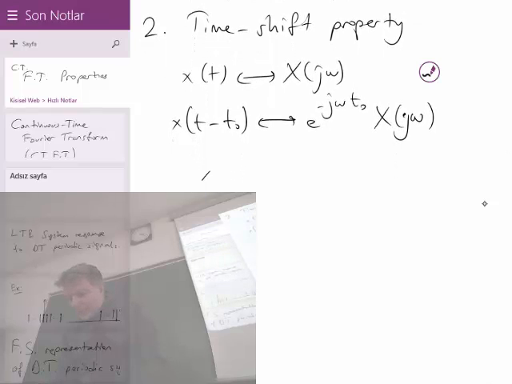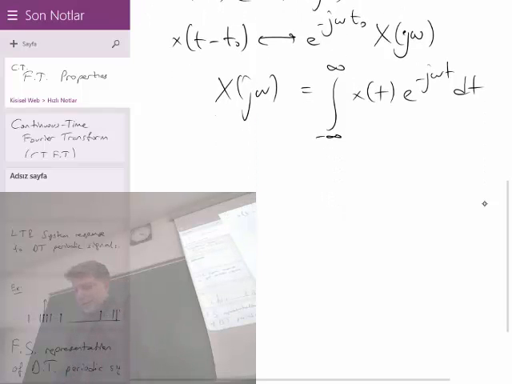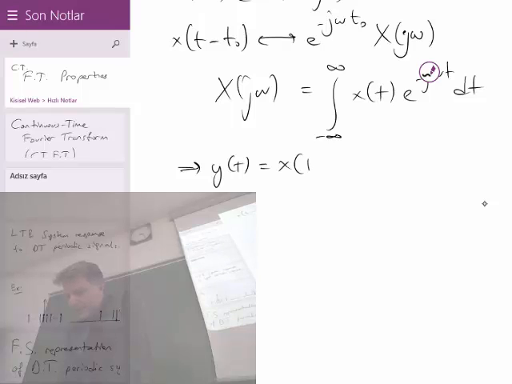Let's do it like this. Suppose X of j omega is equal to the integral from minus infinity to infinity of x of t e to the minus j omega t dt, which is the Fourier transform, as we see. Then what can we say about y of t equal to x of t minus t0? What's the Fourier transform of y of t? What is Y of j omega?